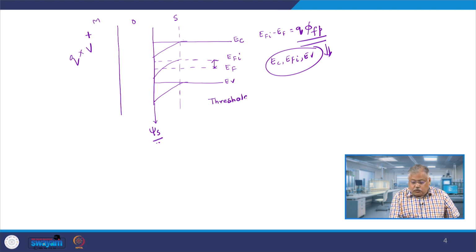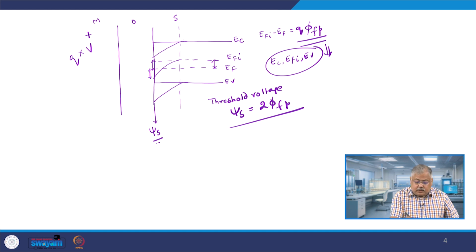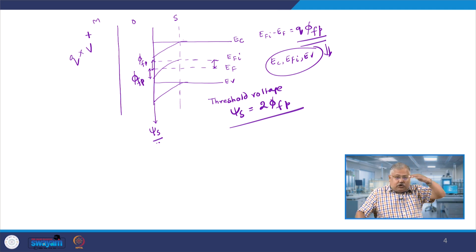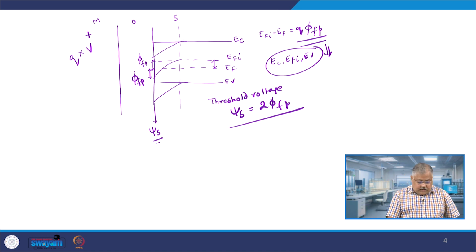We will have threshold voltage when your psi s becomes equal to twice phi f p. So, this is one phi f p and this is another phi f p. You got the idea? It has dropped by the same factor as you increase the voltage. So, I get 2 phi f p, right. This is for a p type semiconductor. If you have an n type semiconductor, then psi s must be equal to 2 phi f n for an n type semiconductor.